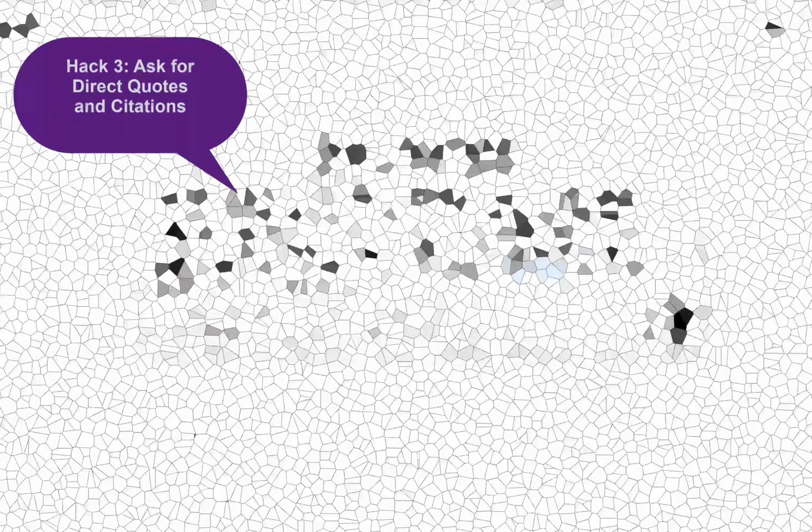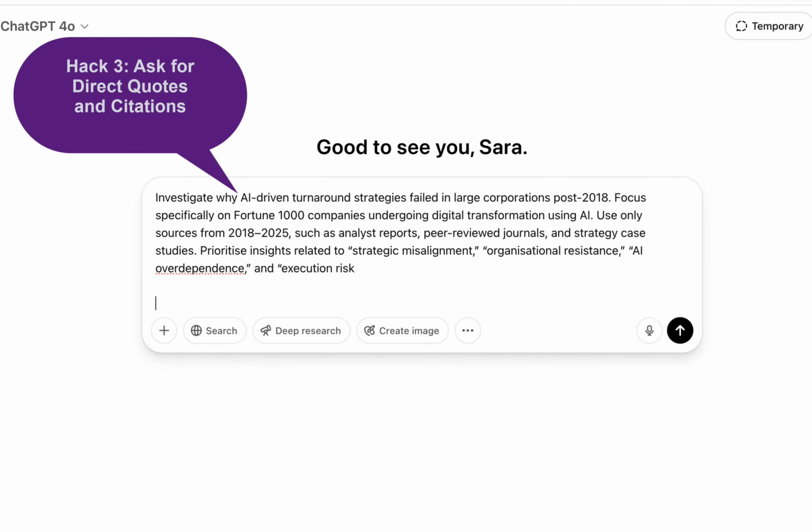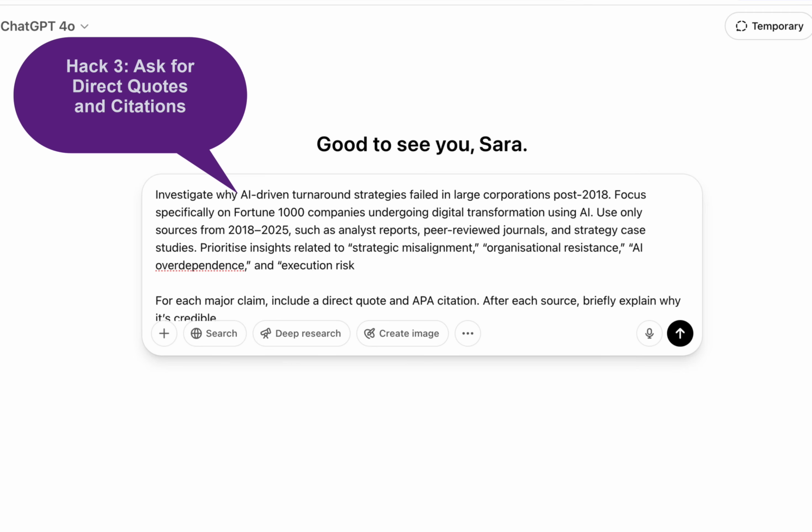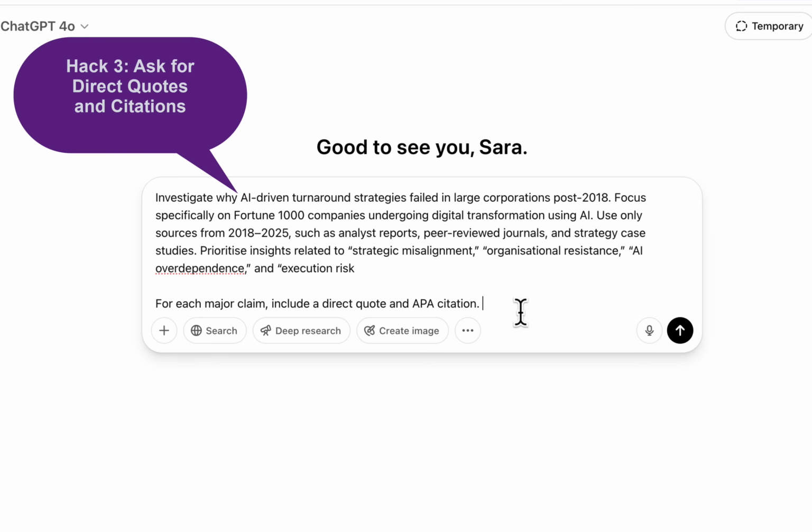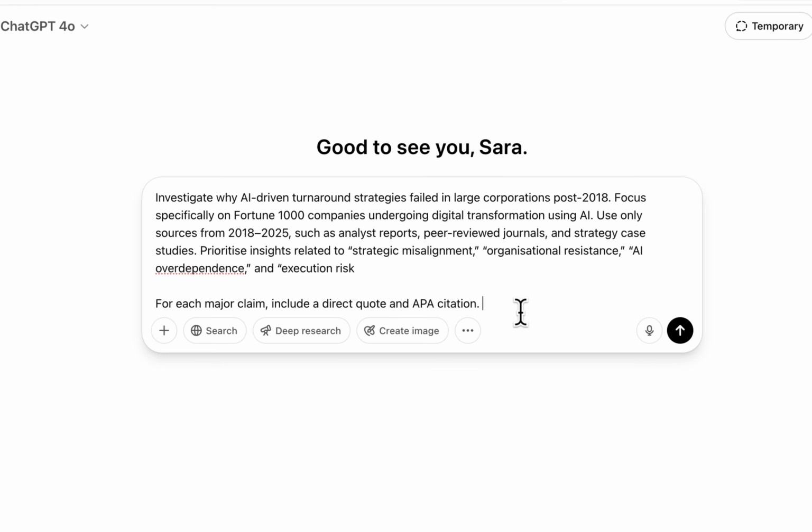Hack number 3, you need to ask for direct quotes and citations. So I'm going to add a part to the prompt here that says, for each claim, include a direct quote and APA citation. This is really important because direct quotes boost credibility, they help with fact checking, and it will help you straight away to identify whether the AI is hallucinating the information or whether it's actually extracted the information from an actual source. And this saves you a huge amount of time in ensuring that the information that you have in your deep research report is accurate and up to date.